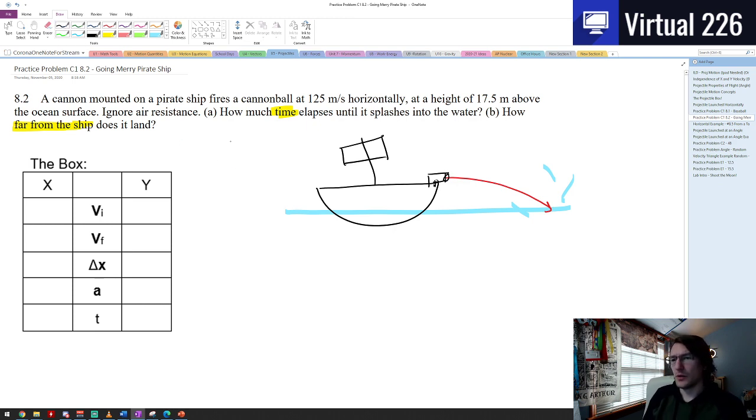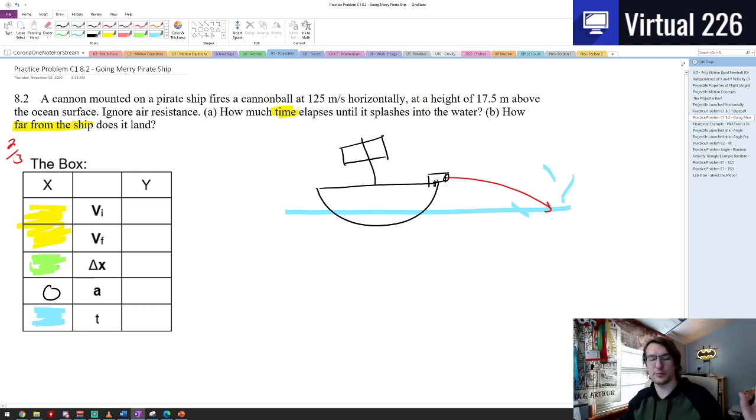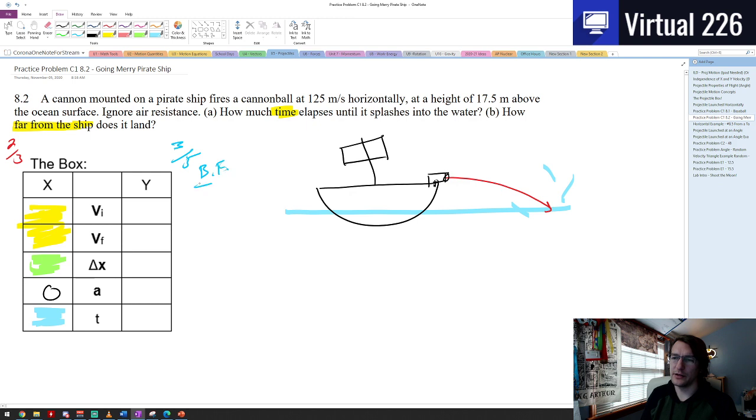Well, we always come back to the box. We know in the box if we have 2 out of 3 things, the 3 things being velocity is 1, a delta x is 2, and a time is 3, we're good to go. Remember, the acceleration equals 0 in the x direction because once you shoot the cannon off, nothing's pushing it anymore. And in the y direction, if we ever have 3 out of the 5 things over here, we can call our best friend for help.